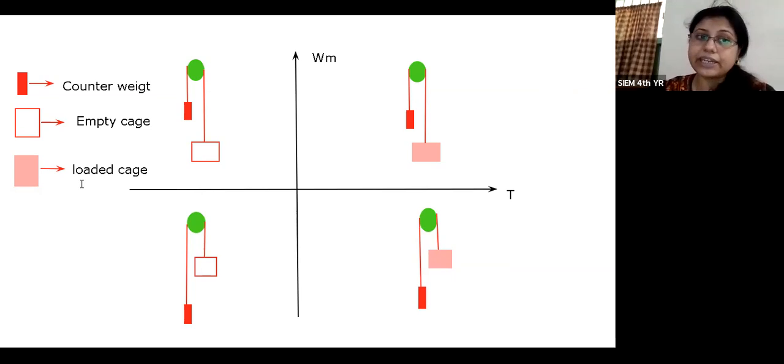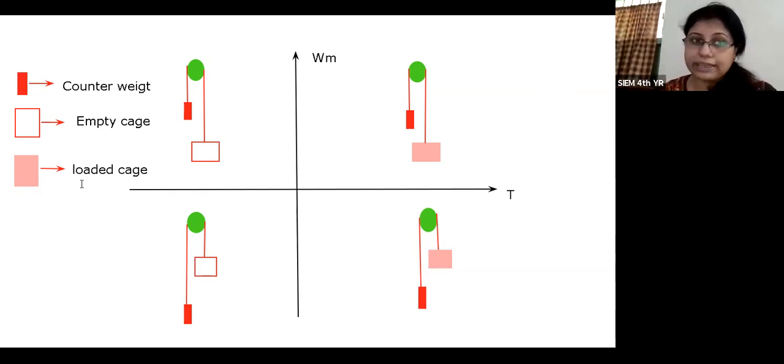Okay, and another part of the rope is connected with a cage. Now, when the motor is rotating, the drum is also rotating, and the cage is also moving. The purpose of the cage is to deliver load from one edge to another edge, or to transfer the load from one stage to another stage.